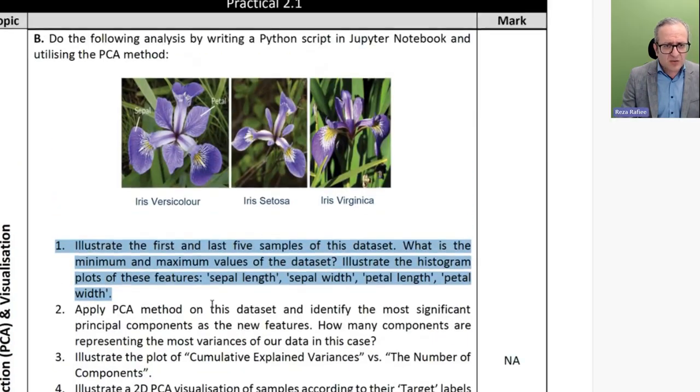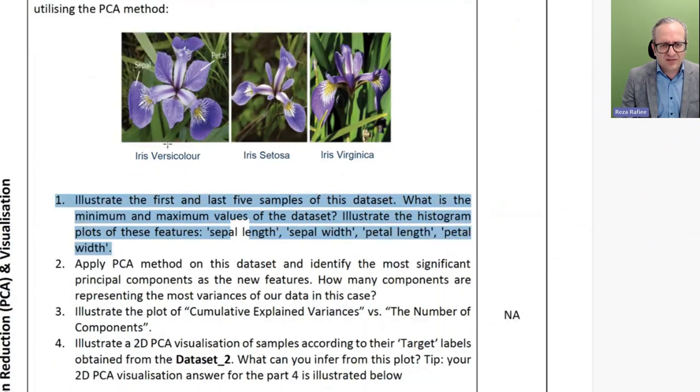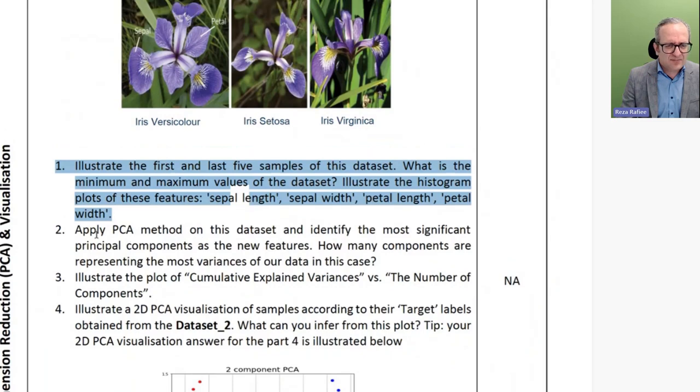In practical 2.1, do the following analysis by writing a Python script in Jupyter Notebook and utilizing the PCA method. We have three classes, three types of iris flower, and we're going to actually do this analysis. First, illustrate the first and 5 samples of this data set. What is the minimum and maximum values of this data set? Illustrate the histogram plot of the feature.